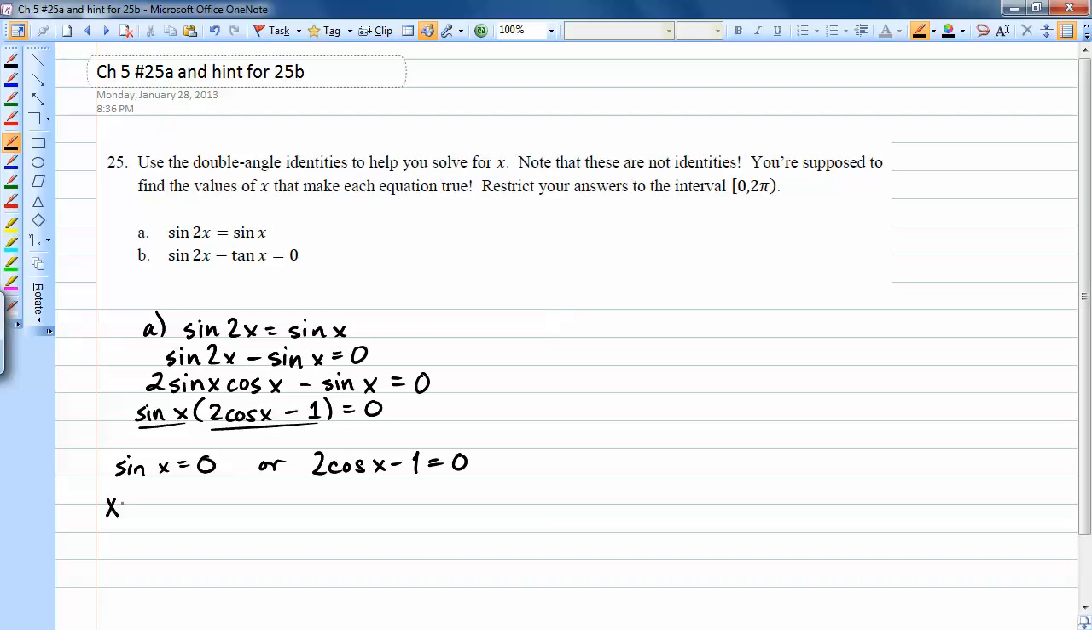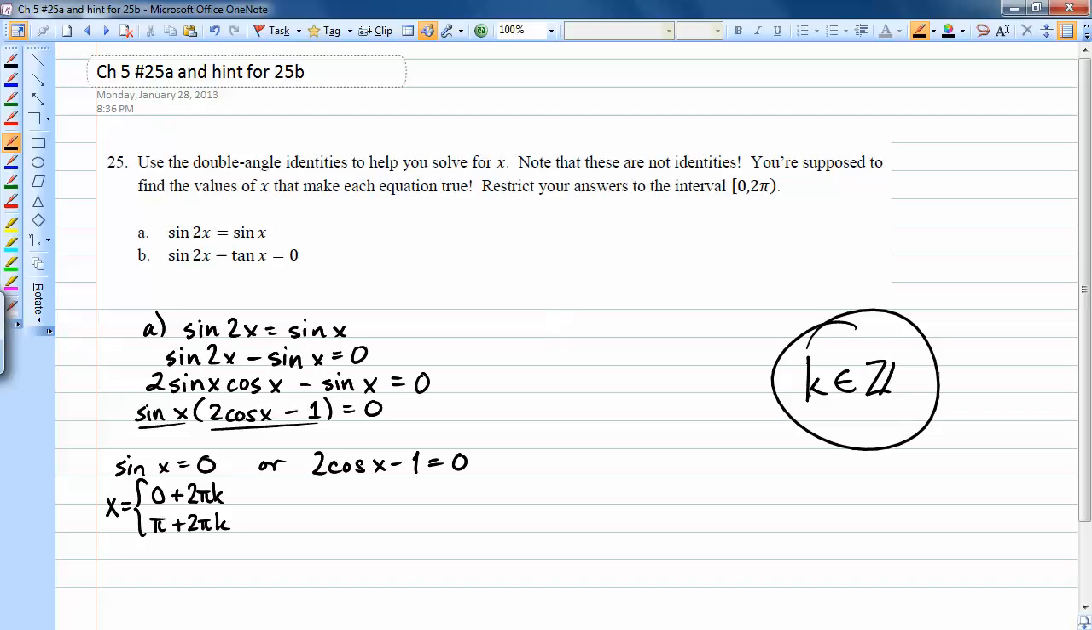If I solve this one, sine x is 0 when I'm at 0 radians or pi radians. And I want the general solution, so what I'm going to do is add 2 pi k to both of these. By the way, for all these things, I'm just going to write over here, k is any integer. So I'm just going to put that there so I don't forget. Okay, so that's x in the sine case. In this case over here, I'm going to get cos x equals 1/2. And that's going to happen when x is, let's see, 1/2 is going to be right here. And that'll happen when I get 60 degrees or negative 60, pi over 3 or negative pi over 3 radians.